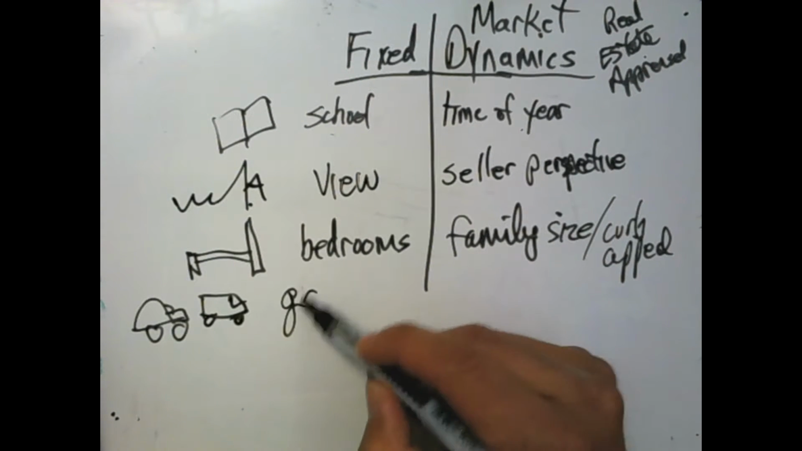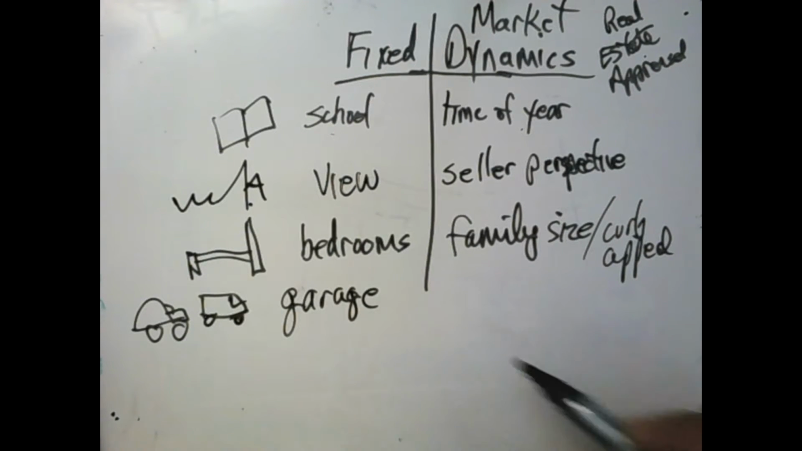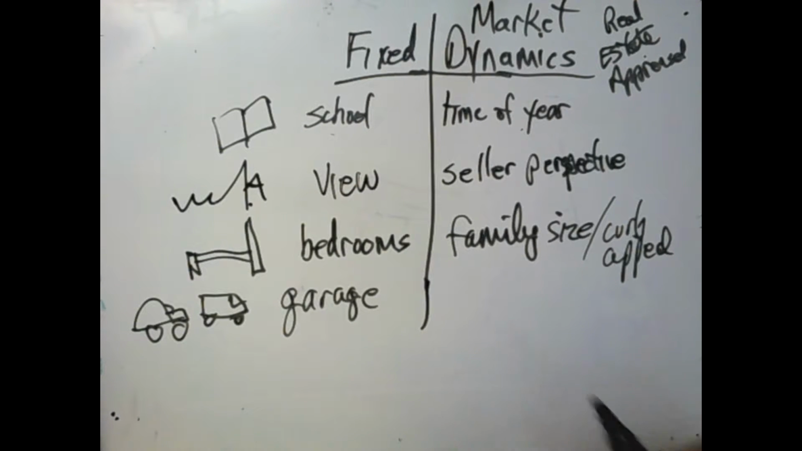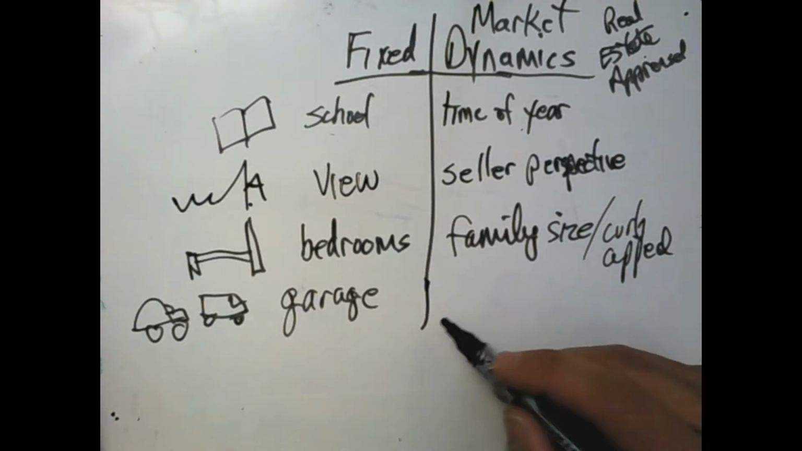So how many garage spaces are there? Is there even a garage? If you're in a city, you don't have a garage. If you're in the suburbs, then hopefully you've got at least a 2-car garage, if not a 3-car garage. So again, those are fixed dynamics of the house. It's going to be on the multiple listing.